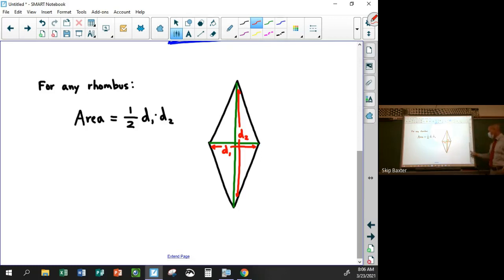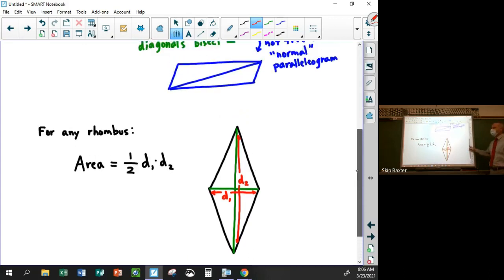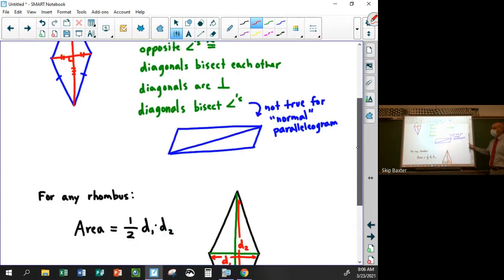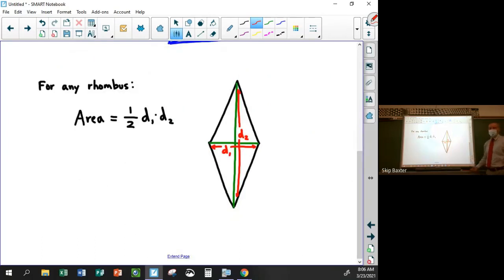Of course, it also works that the area is base times height. I mean, it's a type of parallelogram. So that formula would definitely work if they happen to give you that information. But I can tell you, for rhombus, they're not going to give you that information. They're going to give you the lengths of the diagonals. Okay?